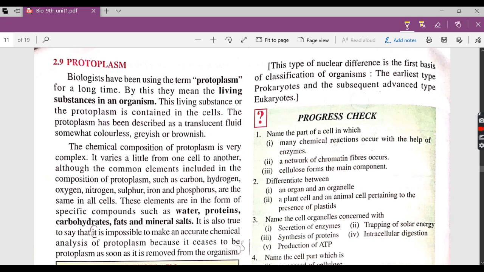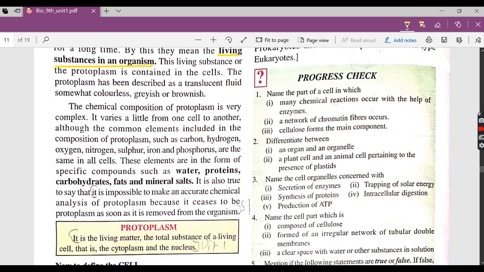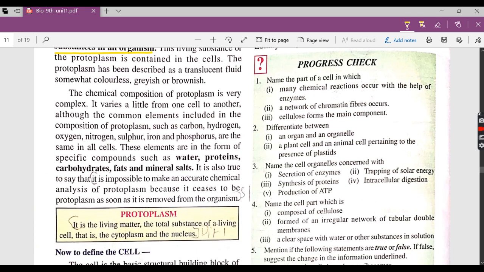Next, we talk about protoplasm. Putting it simply, protoplasm contains all the things of a cell other than the cell membrane and the cell wall. Protoplasm is equal to the cytoplasm plus the nucleus. Protoplasm is basically the living substance in an organism. Now, cell membrane is also living, but it is not considered to be a part of the protoplasm.